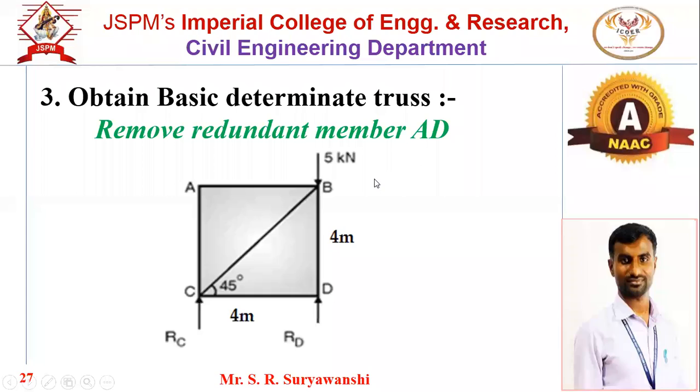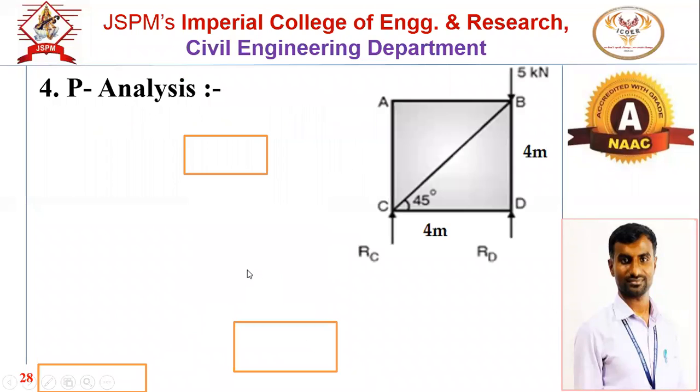Okay. Next, we have to remove that selected redundant member. As you have selected the AD member, we have removed that AD member. Now the truss will be a determinate truss. Once you get the determinate truss, we have to work out the P analysis. In P analysis, the member forces are due to the given external loading condition.